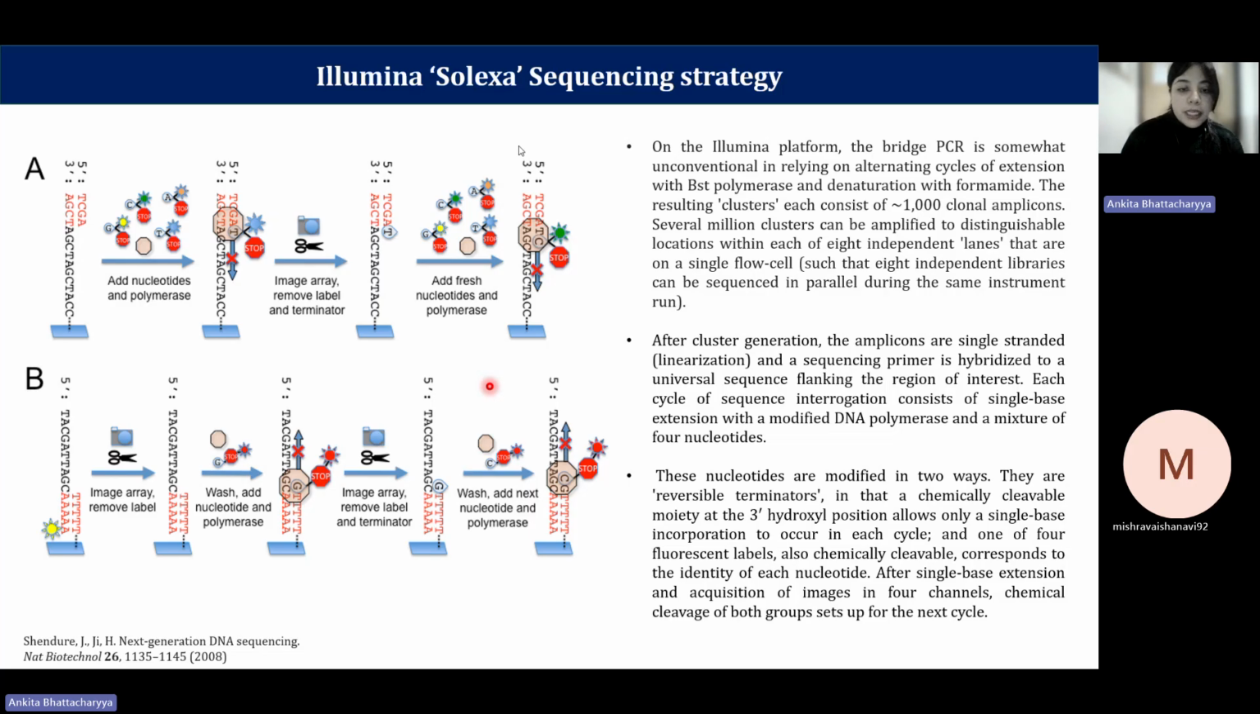After the base has been incorporated, the modifying region, the chemically cleavable moiety, is removed, and the fluorescent label is also removed. Then the next base can be added. This is necessary to make sure that you don't have five or six bases getting incorporated one after the other and their signals getting mixed. All that is of course optimized. So after imaging, you remove the label, you remove the terminating moiety, you add fresh nucleotides, you add polymerase, and again the reaction can proceed further. That's how it keeps on getting repeated.